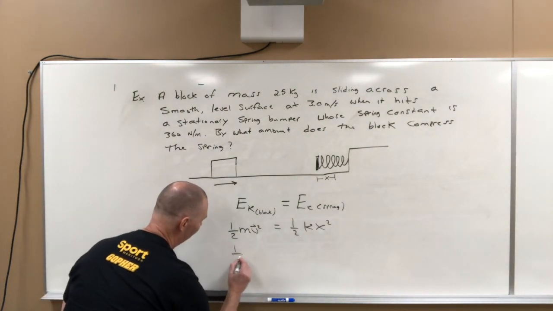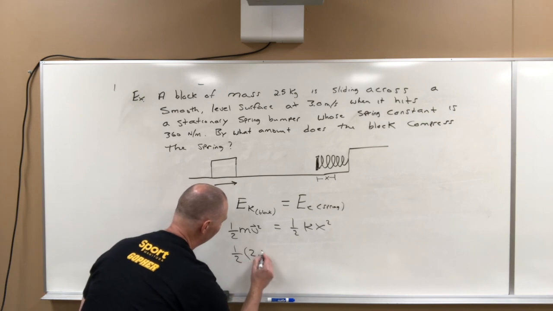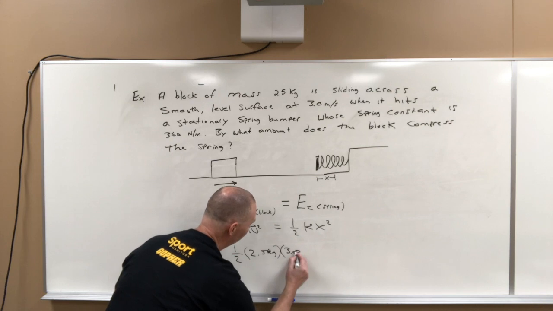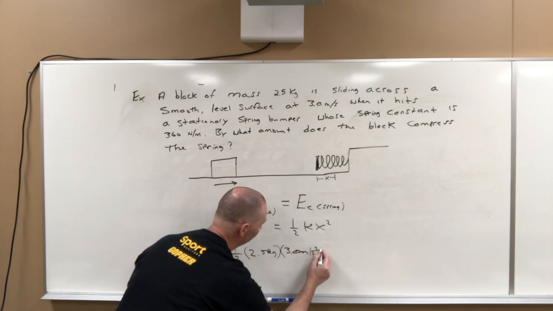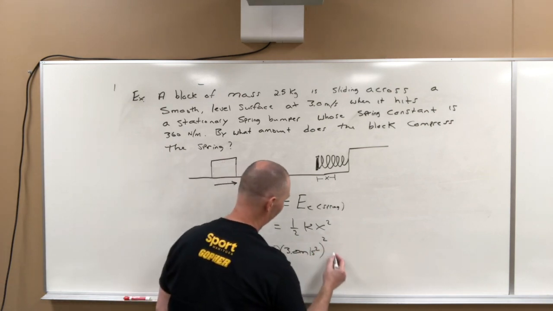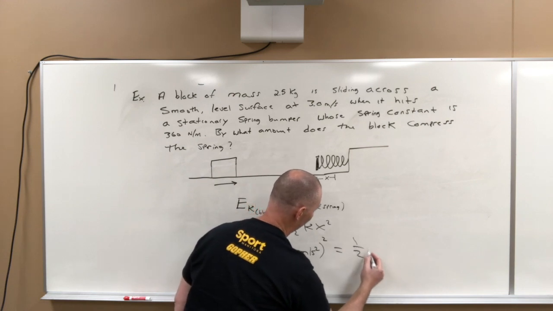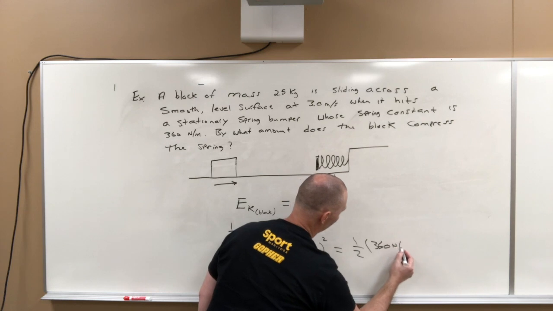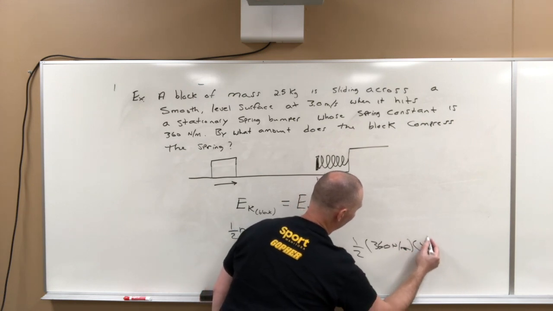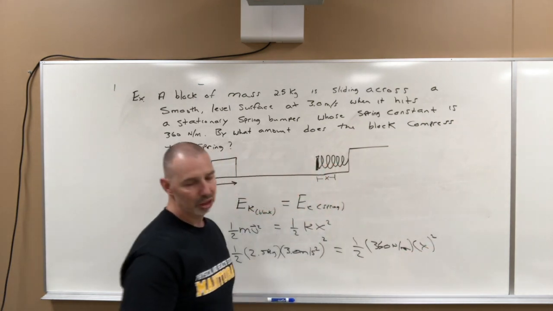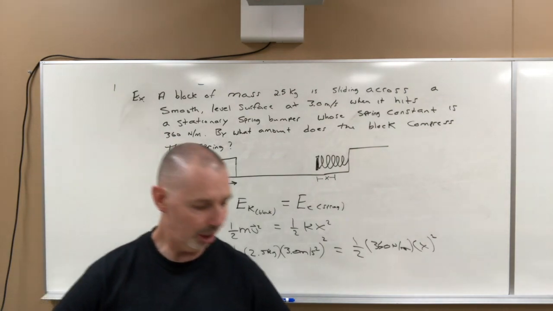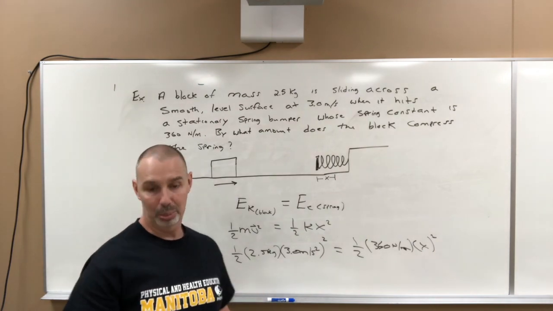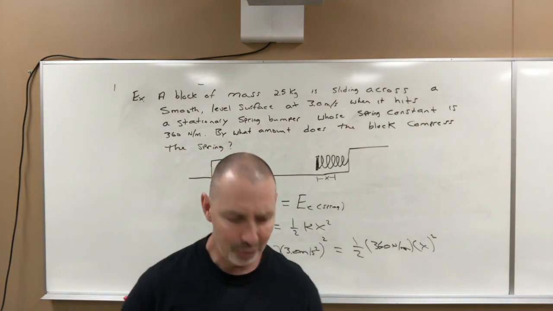We're going to have a half times 2.5 kilograms times 3 meters per second squared, and that's going to equal 1/2 times 360 newtons per meter times x squared. We'll go ahead and solve for x. I trust that you guys can do that. And when you do it, you're going to take the square root of a number.